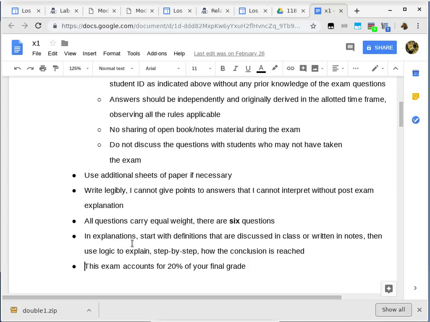In explanations, start with definitions that are discussed in class or written in notes, then use logic to explain, step by step, how the conclusion is reached. That is required because this is how I can assess whether you can apply what you have learned, not just whether you know the answer or not. And this exam accounts for 20% of your final grade.